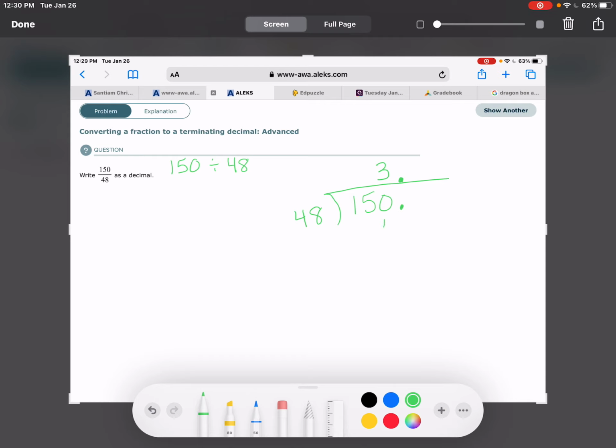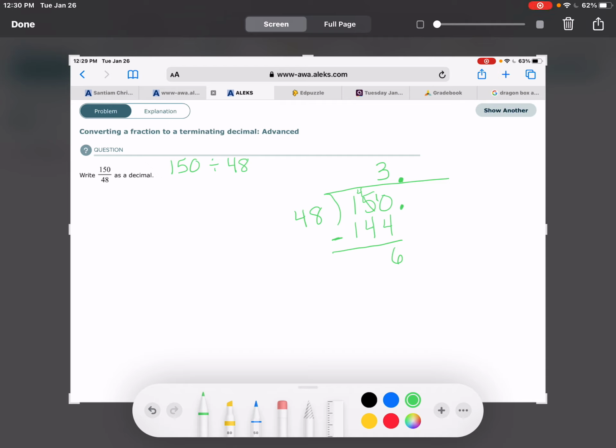3 times 8 is 24. I have to carry a 2. 3 times 4 is 12 plus 2, 13, 14. And then what I'm going to do is subtract to see how much is left over. So I had to borrow here. 10 minus 4 is 6. And then the rest of it would just be 0. So I only had 6 left over. It's pretty close. I got really close to 150.